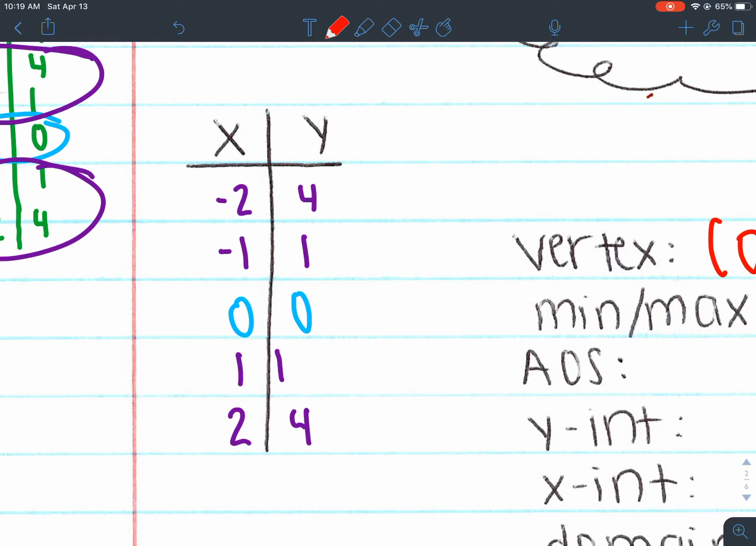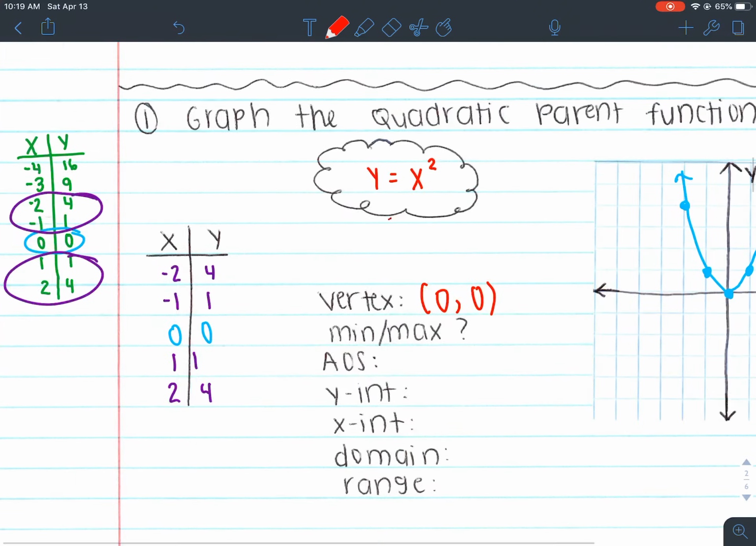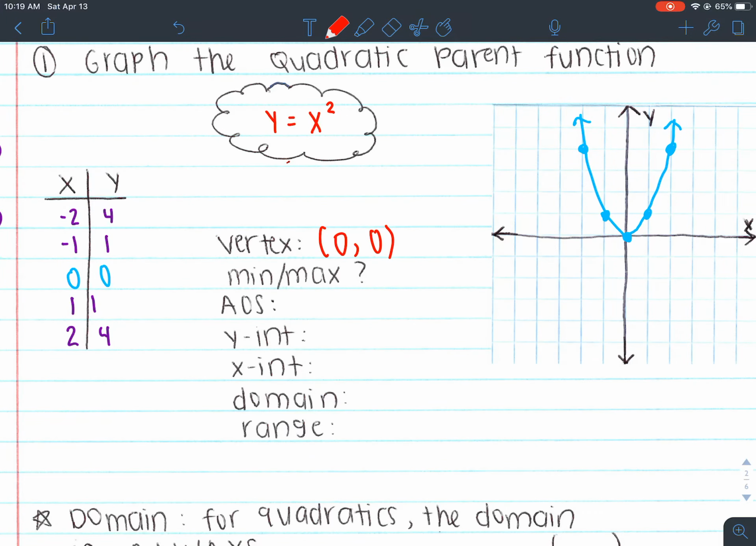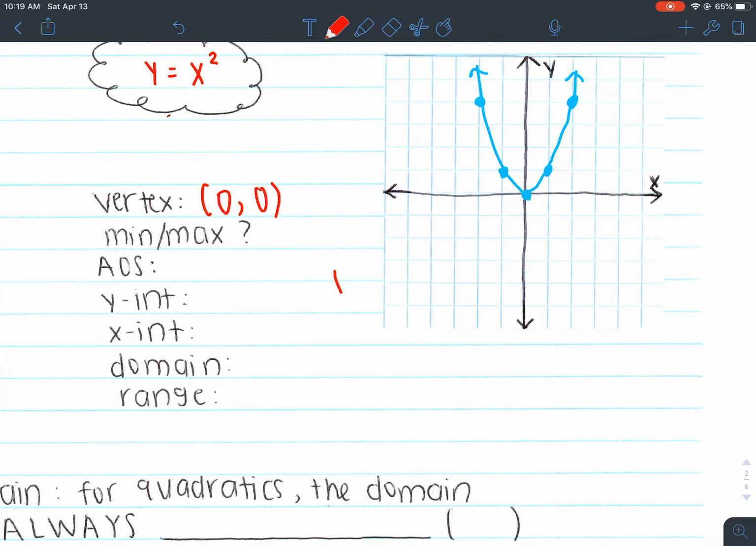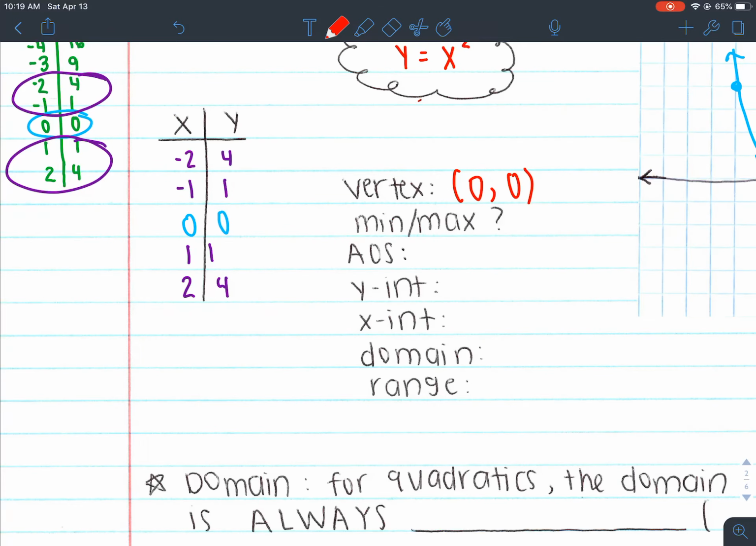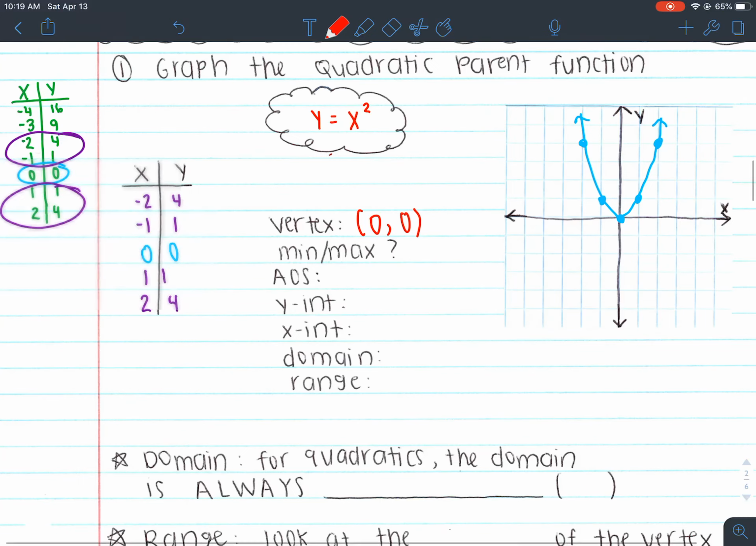Your vertex will always be the middle of your table because we want to be able to see a quadratic, and I don't want you graphing part of a quadratic on your graph like that. I want to be able to see that U shape, so that's why we want the vertex in the middle, and then we want the 2 points next to it on the left side and 2 points next to it on the right side. Okay?